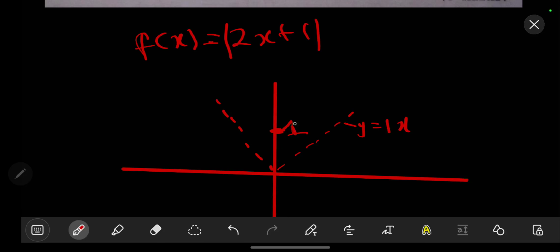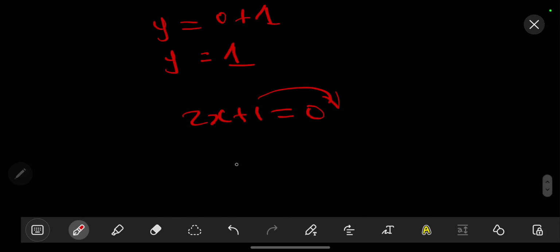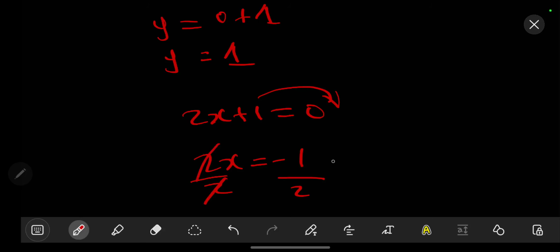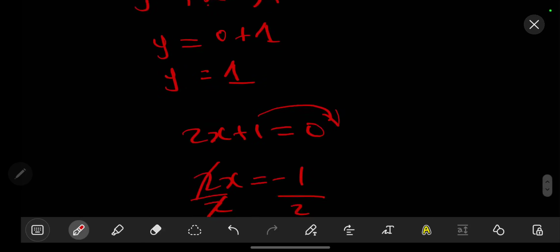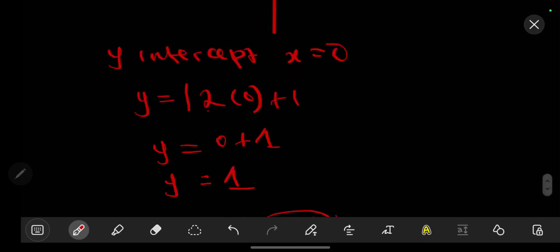We are also going to see where the shift will be. So we just equate this to 0. We are going to have 2x plus 1 equal to 0. Take the 1 to the other side, it will be 2x equal to negative 1. We divide by 2, we divide by 2. So this is where we have x equal to negative 1 over 2.